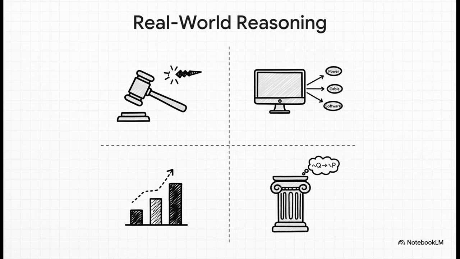When an IT specialist runs through a checklist to figure out why your computer isn't working, is it the power, the cable, the software? That's a disjunction of cases. When a business analyst projects future profits based on current data, that's direct reasoning. These structures are everywhere. They're the invisible architecture of clear thinking.